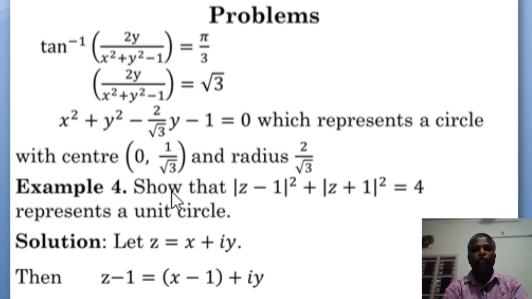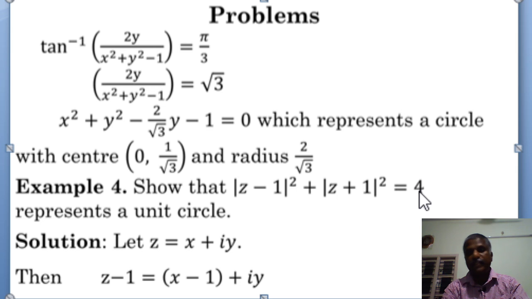Similarly, example 4: show that modulus of (z minus 1) whole square plus modulus of (z plus 1) whole square is equal to 4 represents a unit circle. So what is a unit circle? This is a circle with center at the origin and radius 1. So we have to obtain x square plus y square is equal to 1.